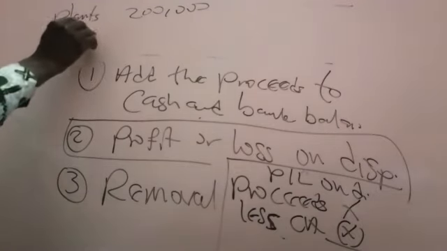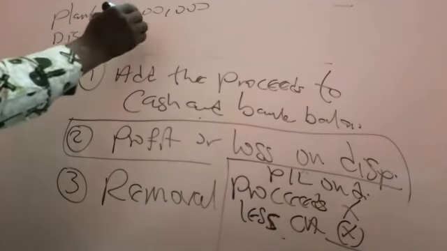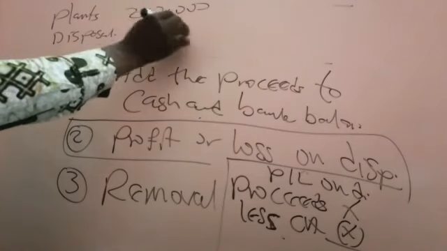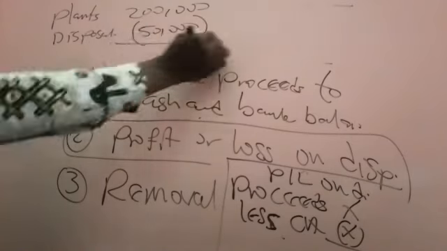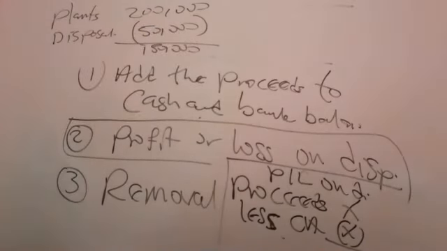So disposal, and this will be done in the PPE schedule. So disposal, come here, and then maybe you sold 50,000 of the plant. So take it off. The remaining balance is what? 150,000. Good. So I'll summarize all this in a nice PPE schedule. So that is it.